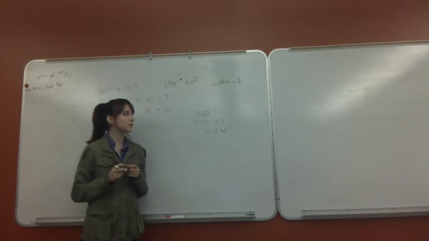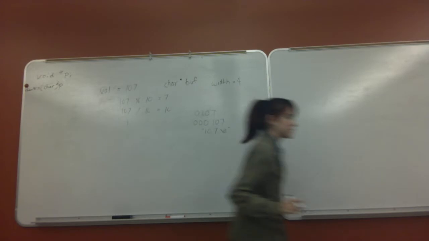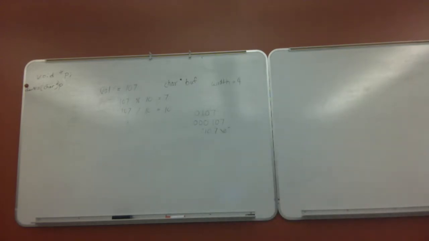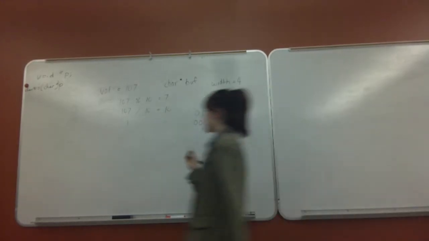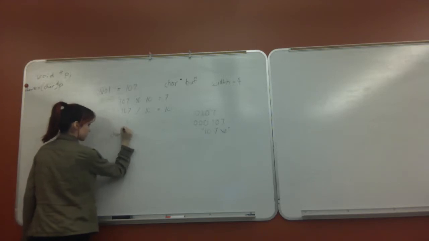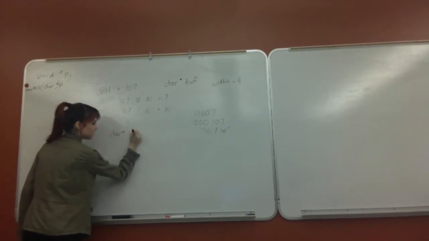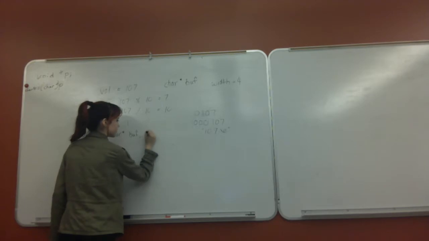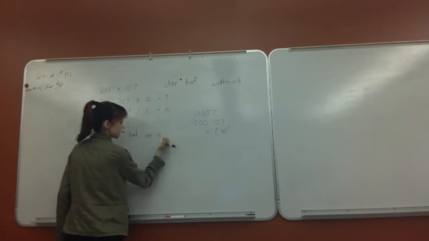Okay. Maybe I should just write out the actual prototype with all the parameters and orders. So the parameters that you give it are a char star with the buff pointer, an int for the number of characters in the buff.